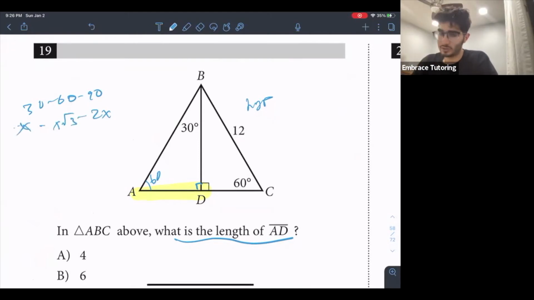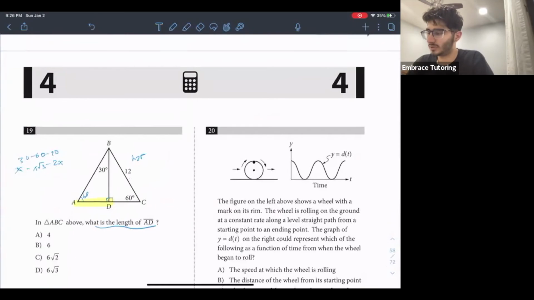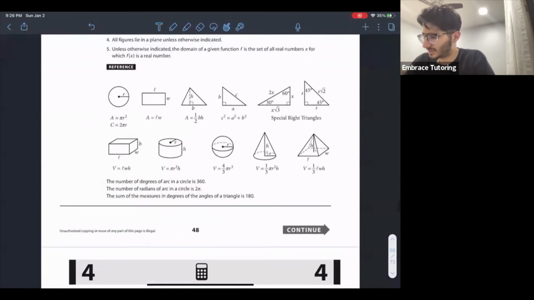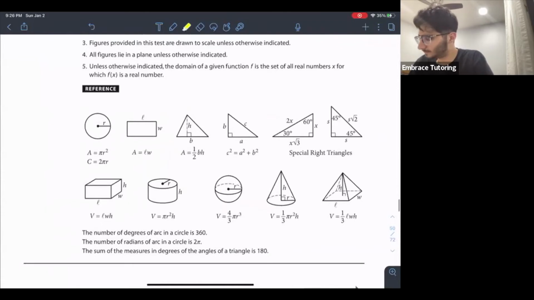You can memorize it, or you could go back to the front, where they give you the equations section, and they give it to you right here.